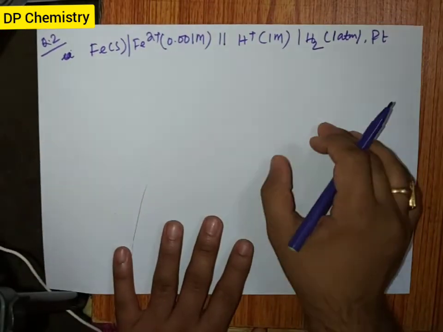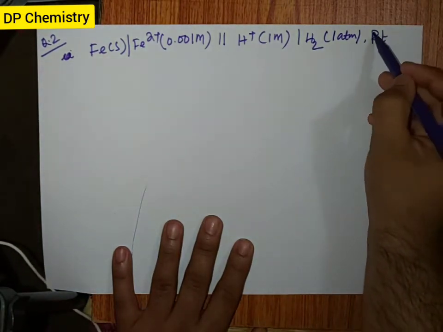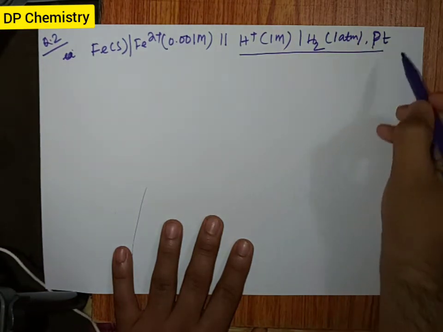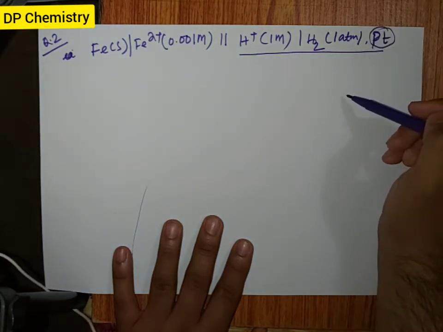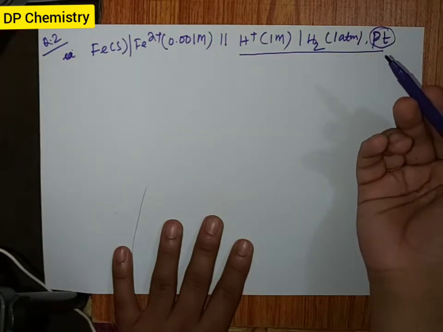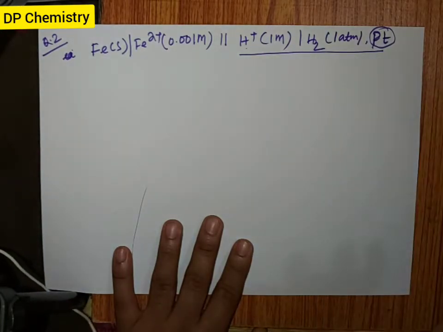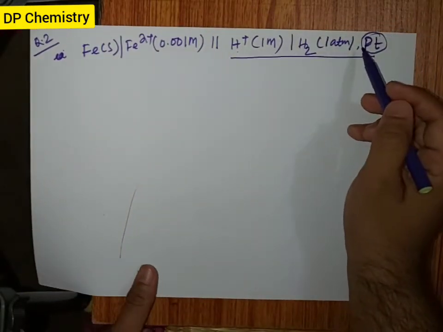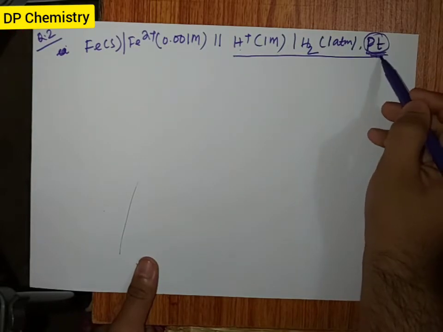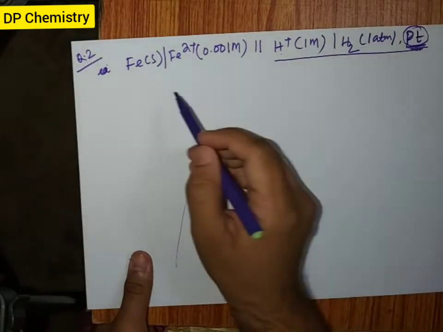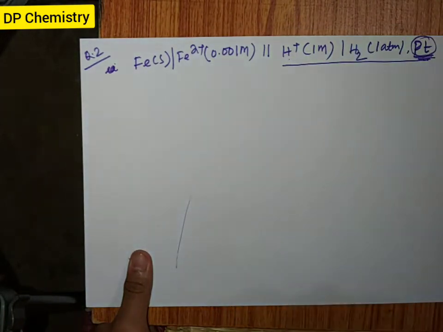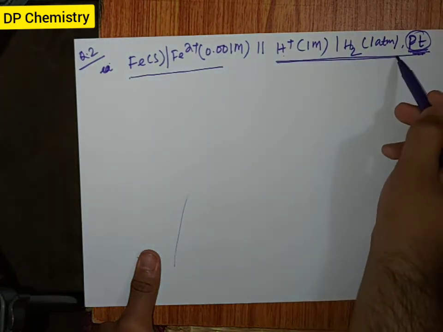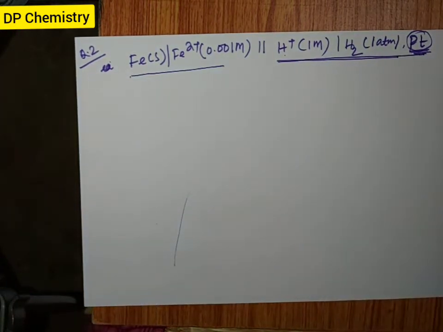Don't get confused with this. Pt is the electrode actually. This is a hydrogen electrode. Here the metal is platinum, but the reaction going on is H+ to H2. So you don't need to write it down in your cell reaction. You just need to use Fe, Fe2+, H+ and H2. This will be your anode, this will be your cathode. So find out the cell reaction in this case.